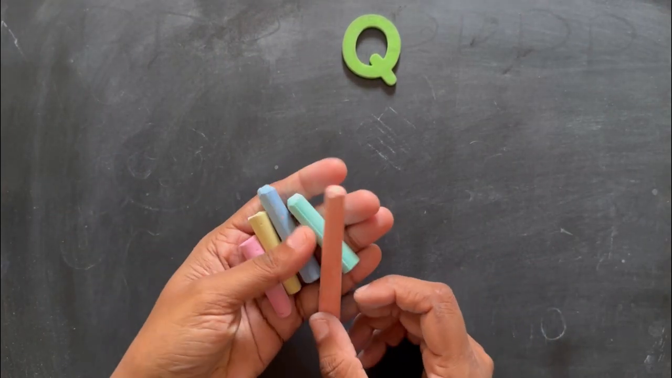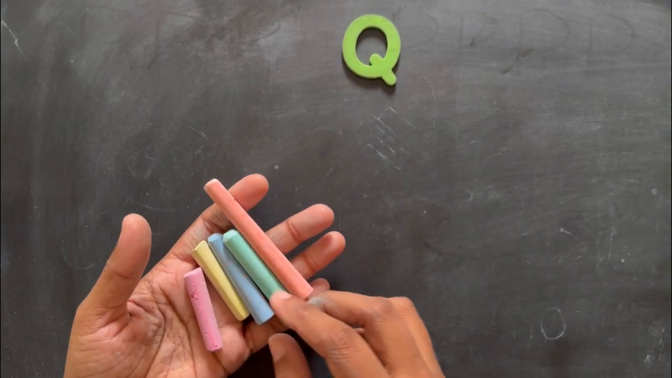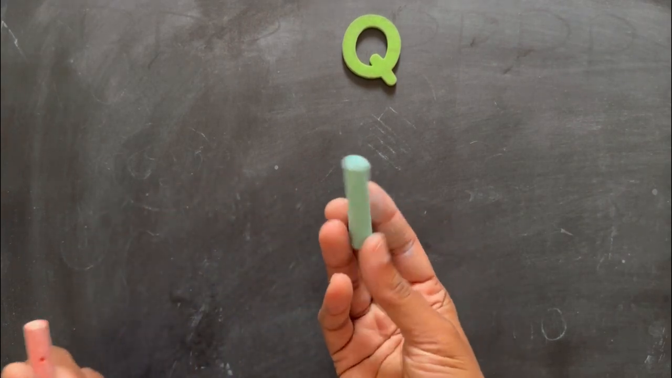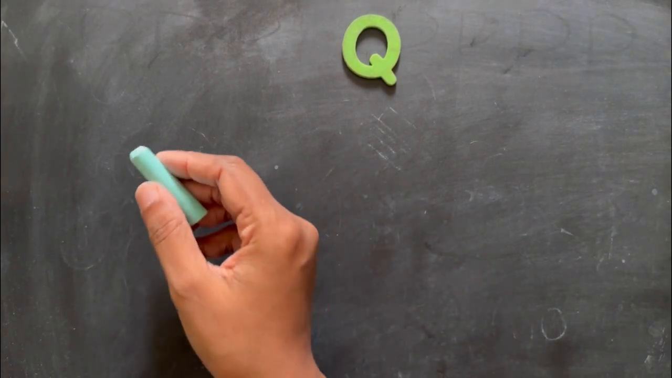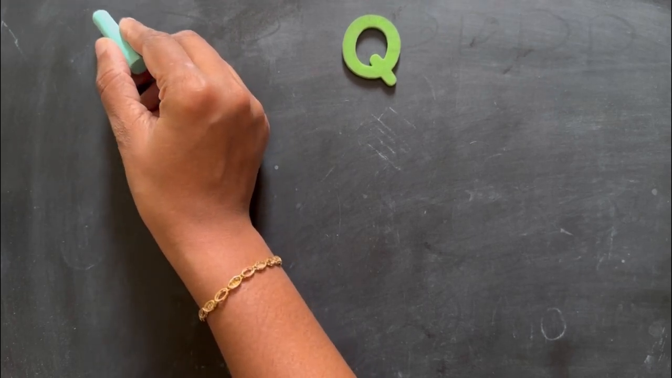So today we are going to write letter Q and we are going to draw some cartoons for letter Q. I'm going to choose green color to start my first letter Q to write.